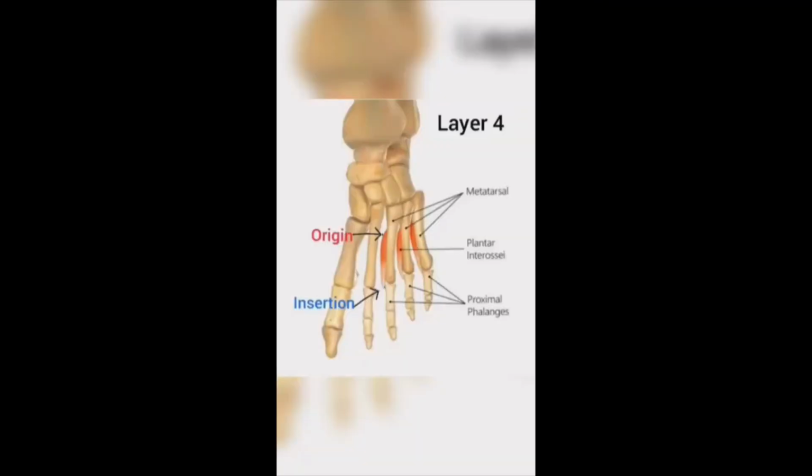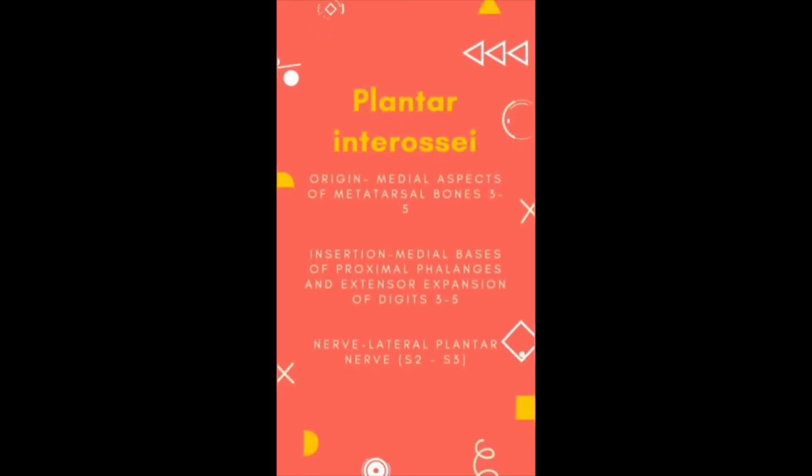Plantar interossei. Origin is from the medial aspects of metatarsal bones of digits 3 to 5. This muscle is inserted in the medial bases of proximal phalanges and extensor expansion of digits 3 to 5. It is supplied by the lateral plantar nerve with the root value of S2 and S3.